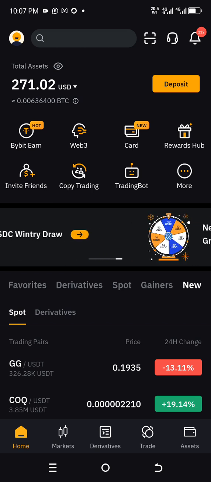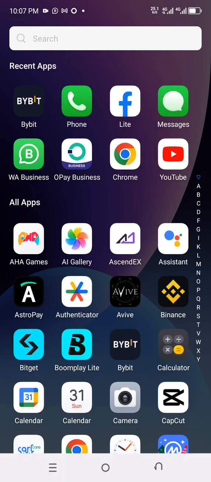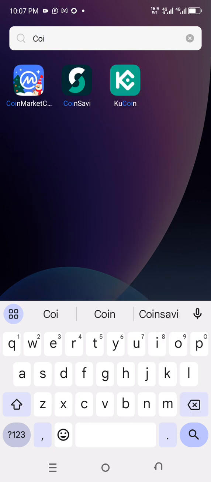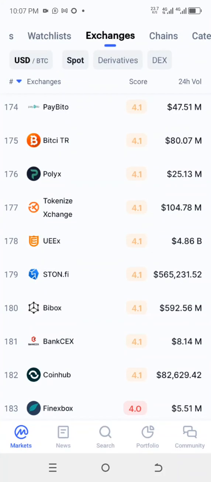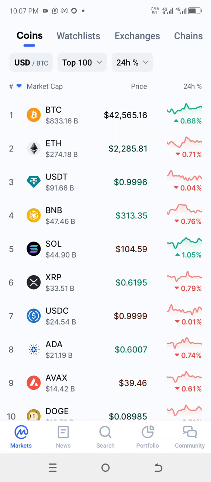So let's go. What we're going to do now is come to this place and look for the CoinMarketCap app. This is the CoinMarketCap app. I'll click on it. If you click on it, allow it to open. If it opens, it will be something of this very nature. This is the interface of the CoinMarketCap app. It's an app that is very friendly to use.